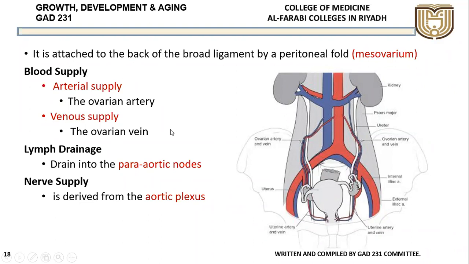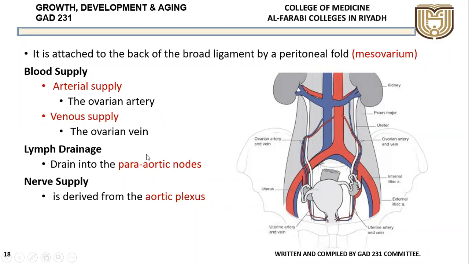Coming to the venous drainage, the ovarian vein. Similar to the male, the ovarian vein on the right side will drain into the inferior vena cava, and on the left side it will drain into the left renal vein. Very similar to the testis, it is very easy to study the ovary also, because most of the features are similar to the testis, except the structure, which we will study in histology. So the right vein will drain into the inferior vena cava, the left vein drains into the left renal vein.